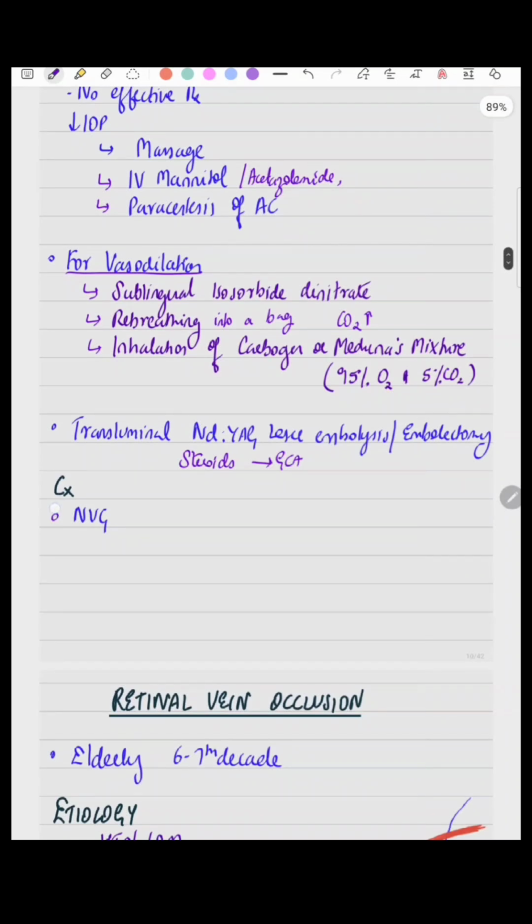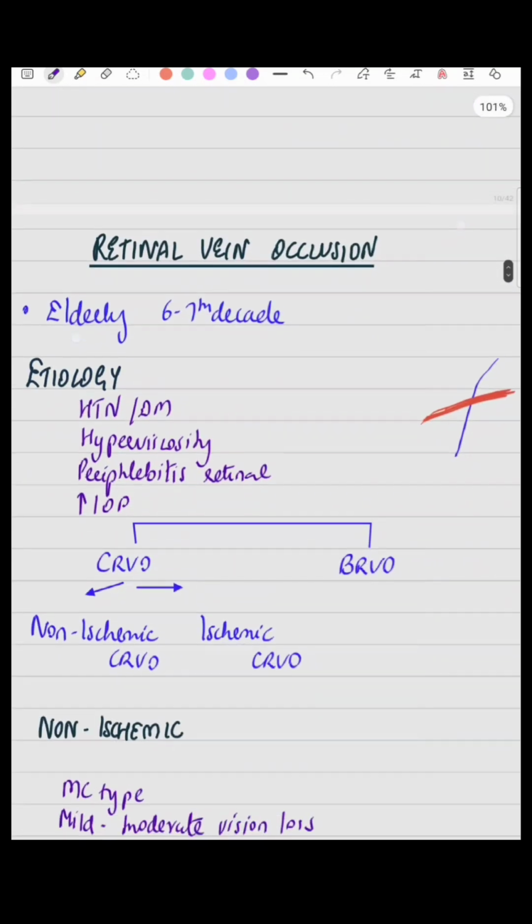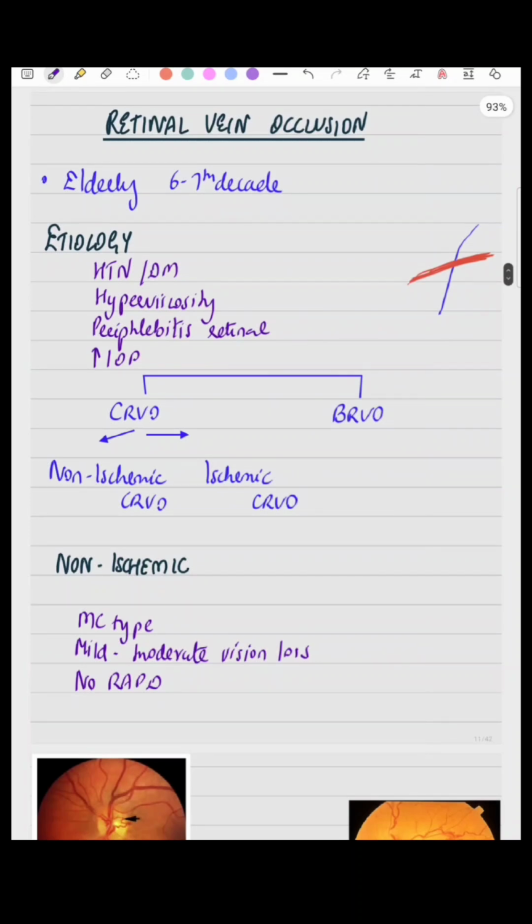Complications include neovascular glaucoma, as rubeosis iridis is there. Because of the ischemia, rubeosis iridis will be there, which can eventually lead to glaucoma. Next is retinal vein occlusion. Retinal vein occlusion is more common than retinal artery occlusion. It is seen in elderly patients, up to the 6th to 7th decade.